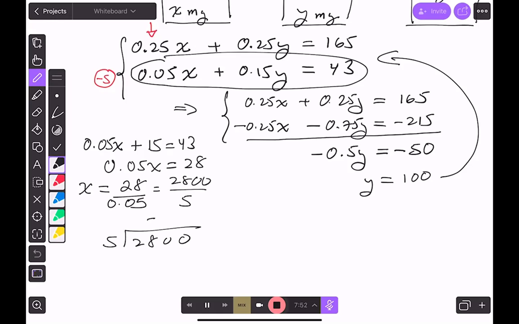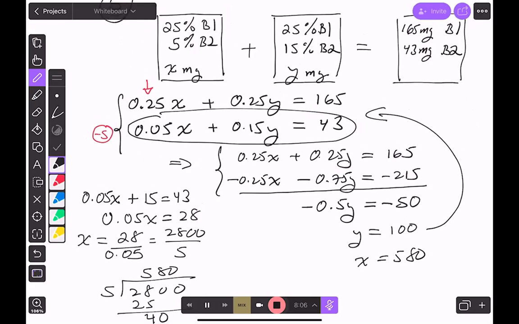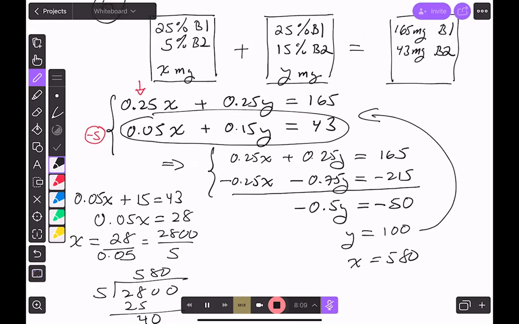So I'm going to say 5. That would be 25. This would be 40. And that would be 8. So what is it? 580. So x is 580. So I have no idea what those numbers mean. This is why we emphasize that you should have work done. You can read this. Now, what do I know? Well, I know this is 580 now, milligrams of this. How much of the other one, y? It was 100 milligrams. So read the answer. What does it say? 580 milligrams of the first powder. I have that written down. 100 milligrams of the second powder. All right, I'm going to call this quits because we're done with the homework.